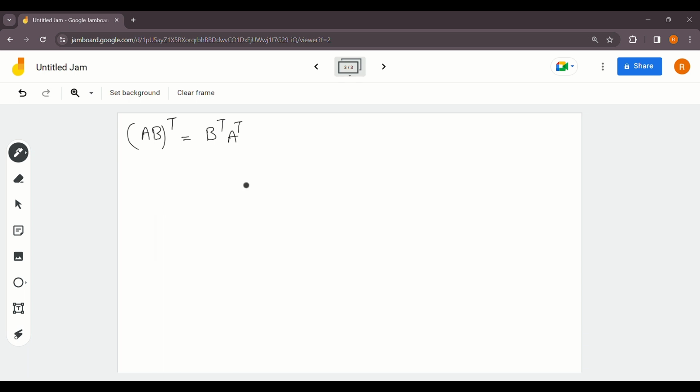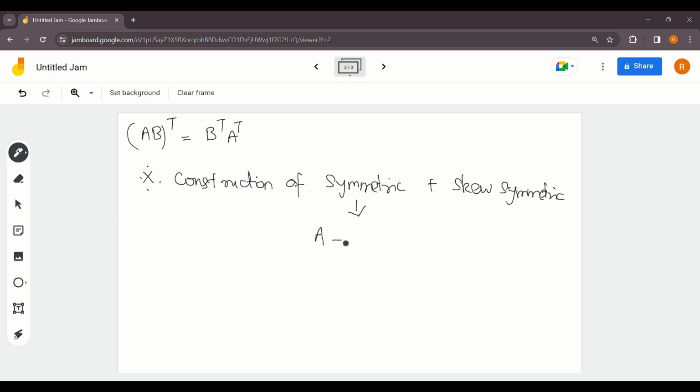And now comes the construction of symmetric and skew symmetric matrices. We very well know that a symmetric matrix A should be equal to A transpose. This is the meaning of symmetric matrices, and a skew symmetric matrix is A equal to minus of A transpose.